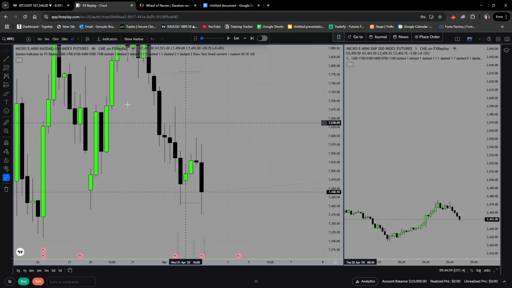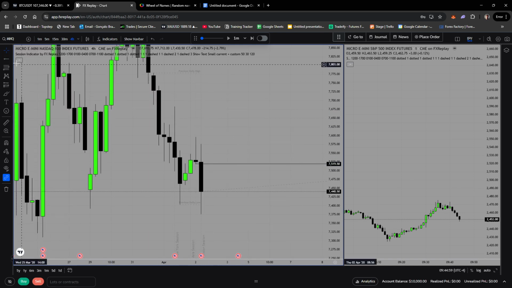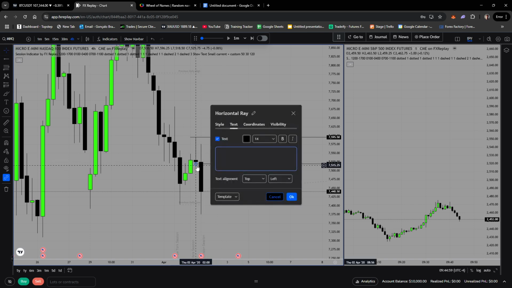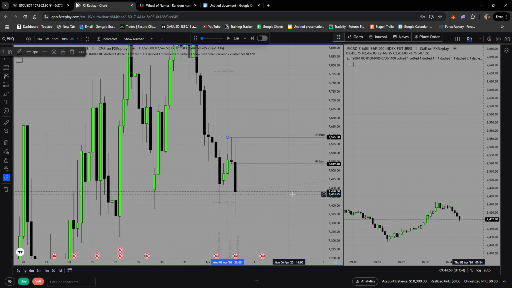Okay. So the first thing I notice is we have swept the 4-hour low. Immediately, we favor being bullish, okay? In the law of reversal trading, if we sweep the 4-hour candle's low, we look to buy. So let's mark the low. Let's mark the high.